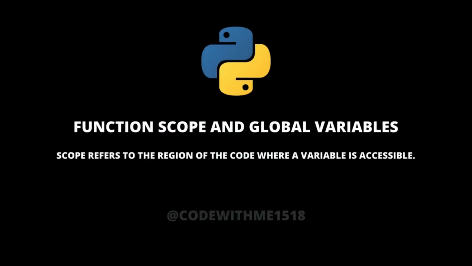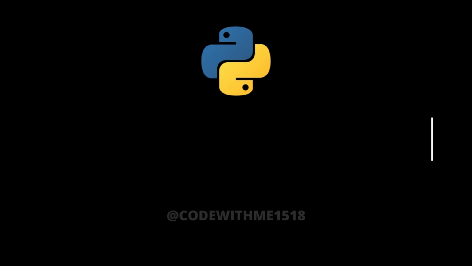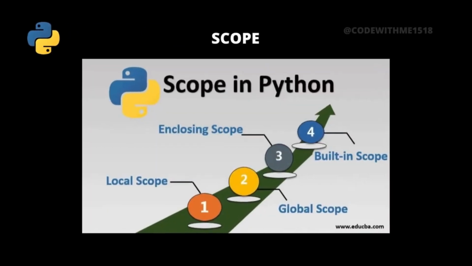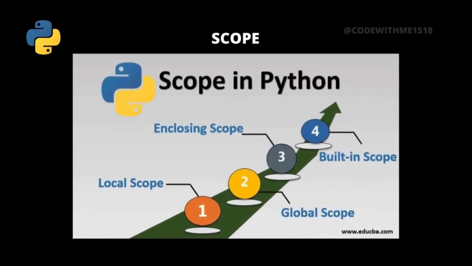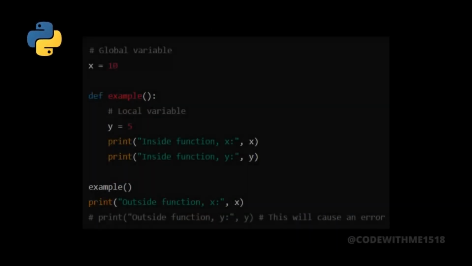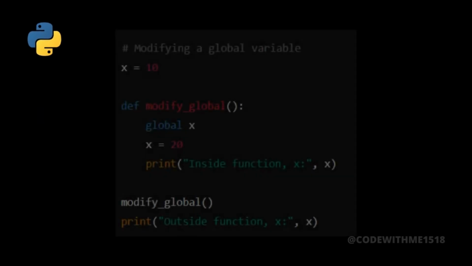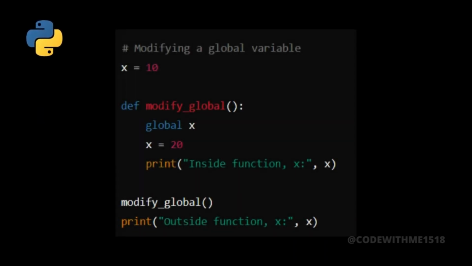Function scope and global variables. Scope refers to the region of the code where a variable is accessible. Here's an example. In this example, x is a global variable and accessible both inside and outside the function, while y is a local variable, accessible only within the function. Attempting to print y outside the function will result in an error. You can modify a global variable inside a function using the global keyword. By using global x, we can change the value of x globally from within the function.